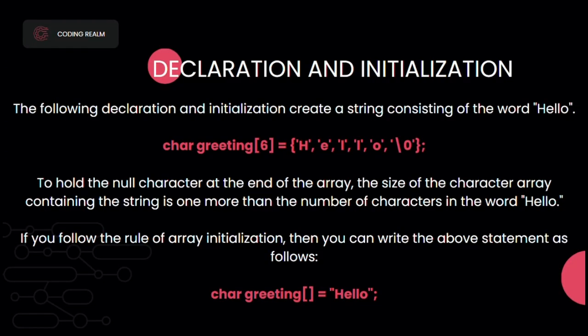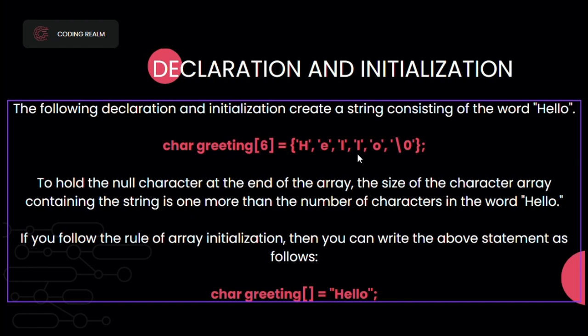Now, how to declare and initialize a string. The following declaration and initialization create a string consisting of the word hello. Here, I need to print the word hello using a string. First, it's a char, a character. greeting is the name of the string, or of the array. 6 is the size. And I put hello: the letters H, E, L, L, O, and finally the termination, the slash 0. It means this array terminates here.